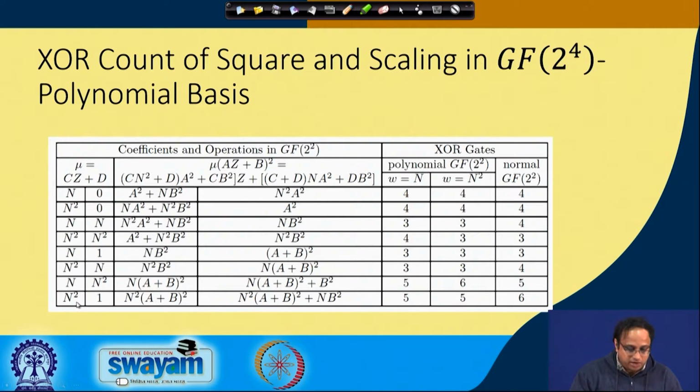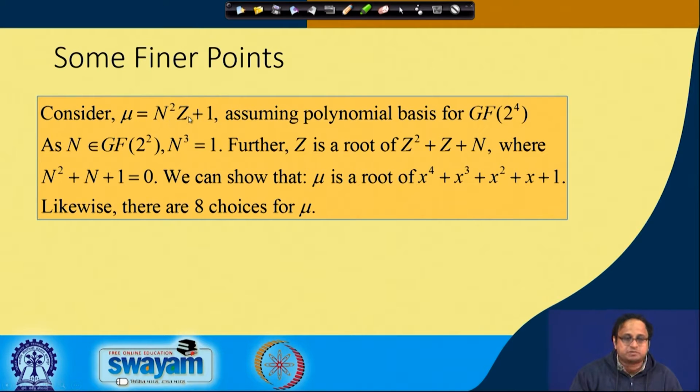So in this case mu is nothing but n squared z plus 1, where c is n squared and d is 1. Assuming the polynomial basis for GF 2 power of 4, as n belongs to GF 2 power of 2, if you remember I said n cube is equal to 1. Further, z is also a root of z squared plus z plus n, where n squared plus n plus 1 is equal to 0.